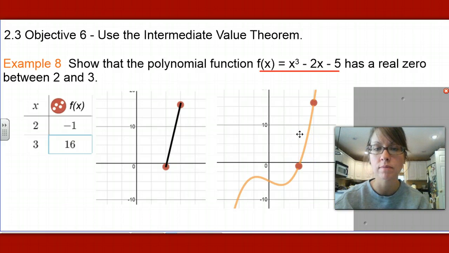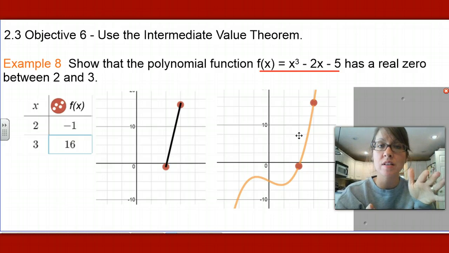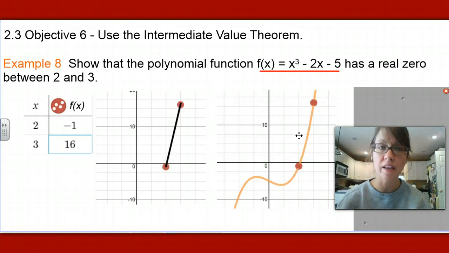maybe at (2, 8) and then (3, 16). If both of the y values are positive, the intermediate value theorem will not guarantee a zero between, because you don't have that positive to negative change. If both of them are negative, again, the intermediate value theorem won't guarantee that. Both y values are negative. It's only if your y's change from negative to positive that the intermediate value theorem says there must be a value somewhere between, that's where the intermediate comes from, that has a value of 0.